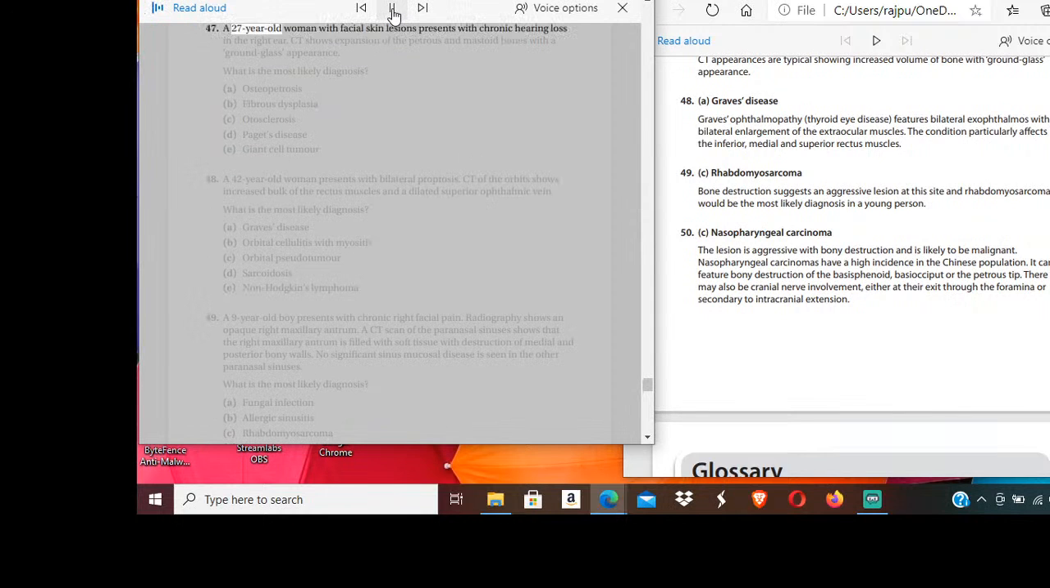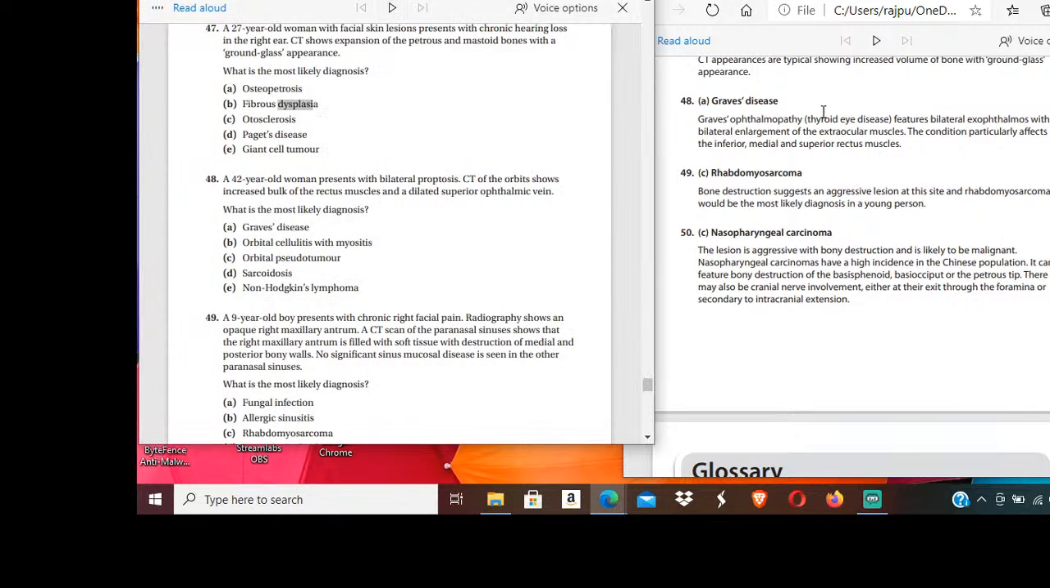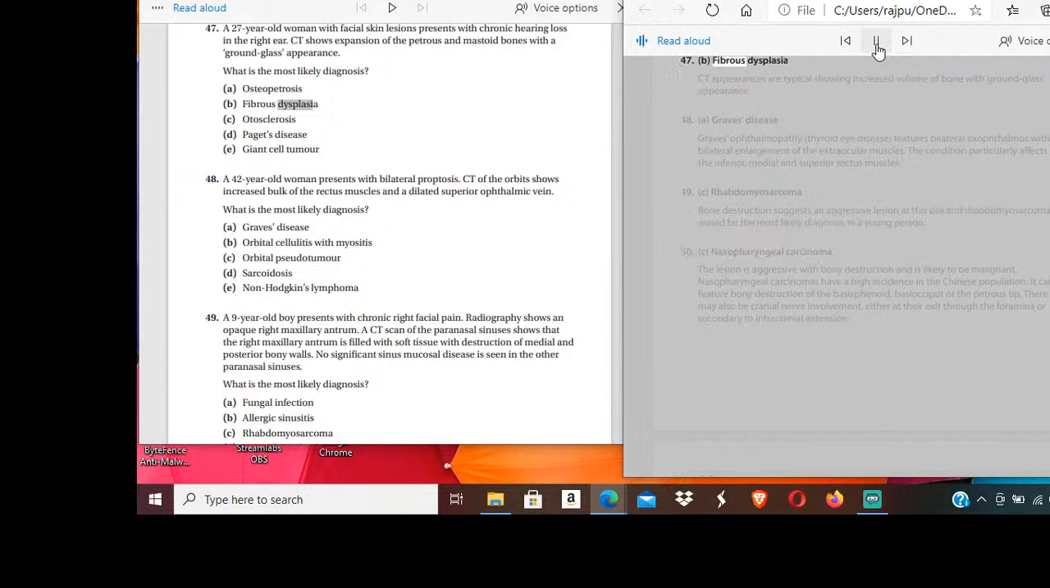A 27-year-old woman with facial skin lesions presents with chronic hearing loss in the right ear. CT shows expansion of the petrous and mastoid bones with a ground glass appearance. What is the most likely diagnosis? A. Osteopetrosis. B. Fibrous dysplasia. 47. B. Fibrous dysplasia. CT appearances are typical, showing increased volume of bone with ground glass appearance.